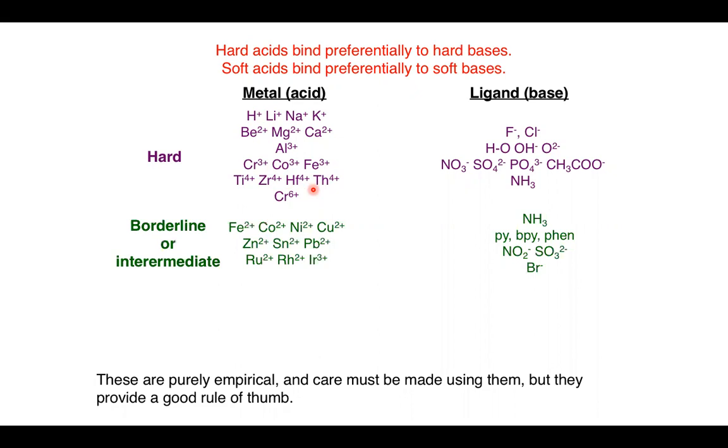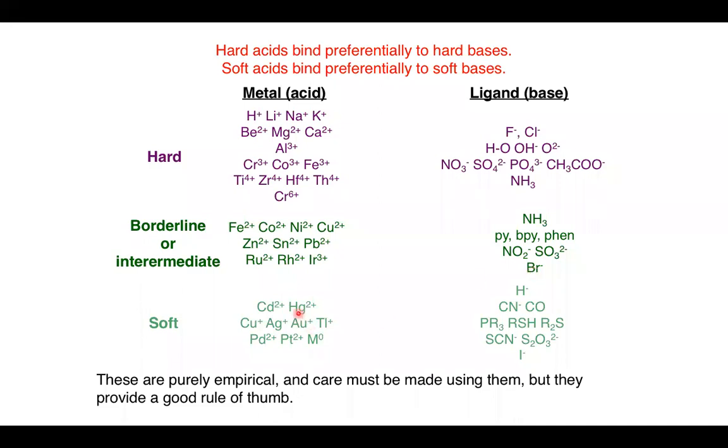Borderline are those that sit in the middle, things like iron 2+. You can see here iron 3+ was hard, but iron 2+ is intermediate. Then maybe iron 1+ is going to be a little softer. Things here like ruthenium 2+, rhodium 2+, iridium 3+, and on the ligands, things like the nitrogen ligands: ammonia, pyridine. We've also got bromide. Bromide is a little bit bigger than fluoride and chloride, so it's typically an intermediate or borderline acid or base.